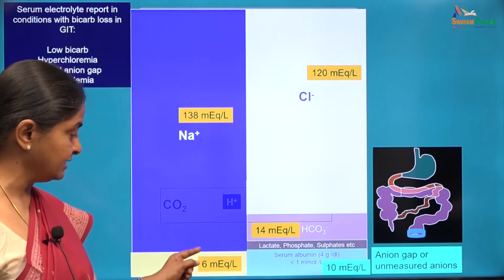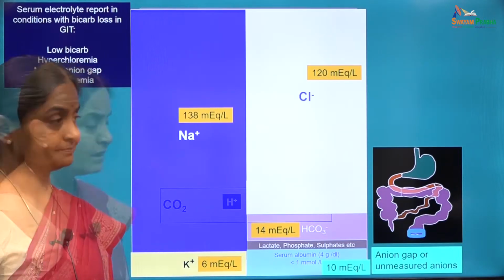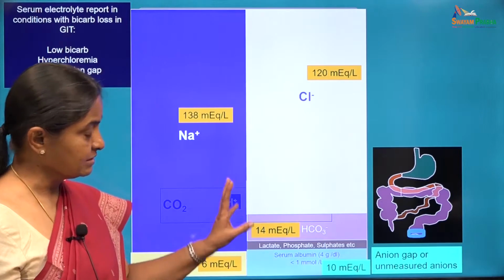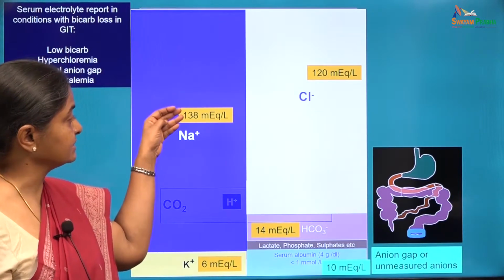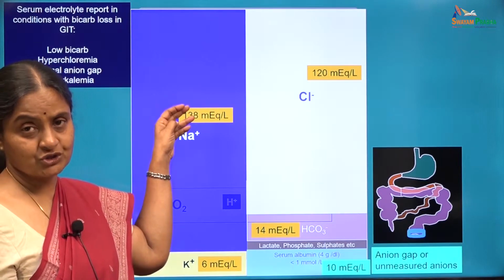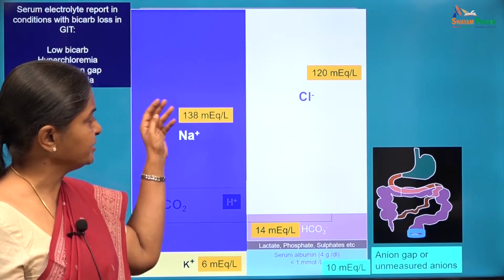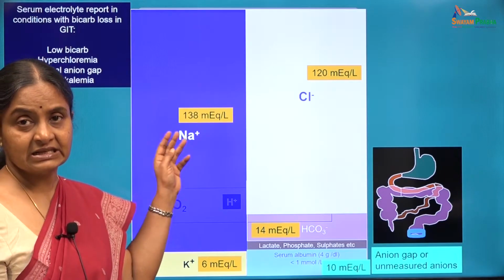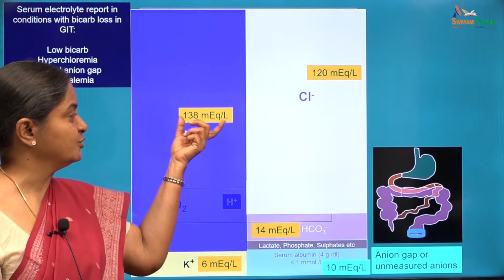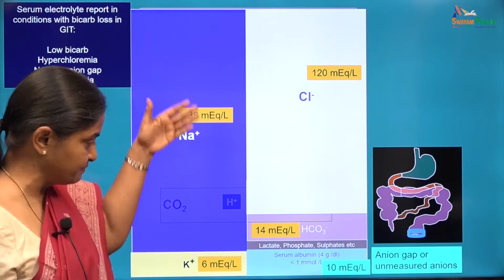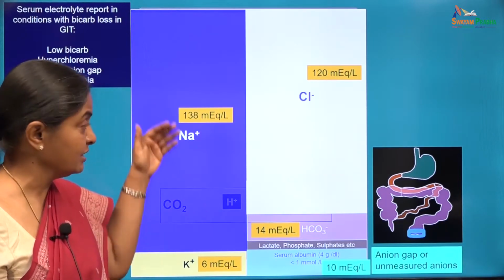Also notice that there is hyperkalemia. In all these reports that I am showing here, I am making the assumption that serum sodium is normal. Please do not construe this as hyponatremia. I am just using that number so as to keep this 144, that is all.